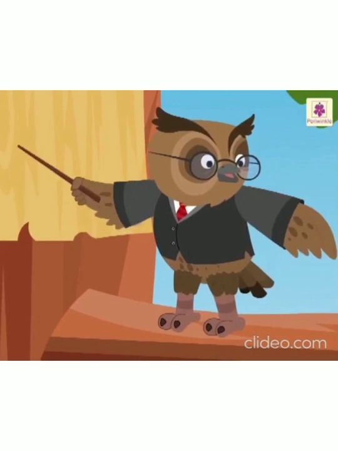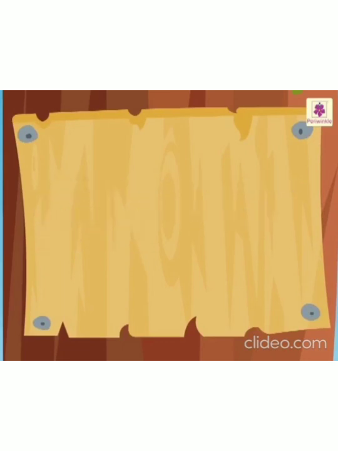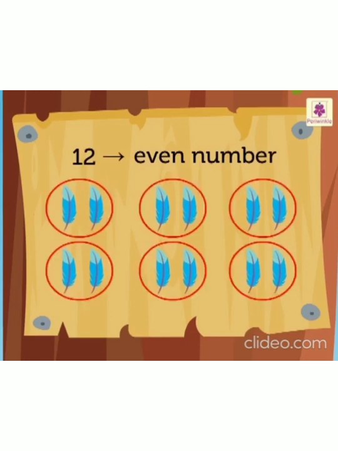Did you know, objects even in number can always be grouped into twos. Let me show you how. There are 12 feathers. We know that 12 is an even number. Hence, these 12 feathers can be grouped into twos as shown.